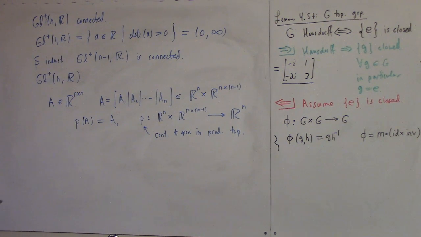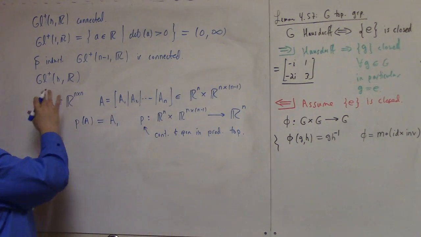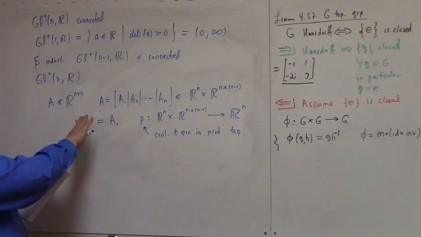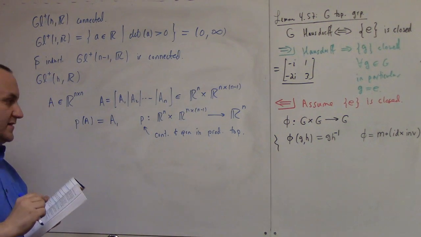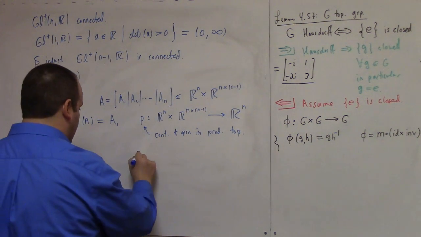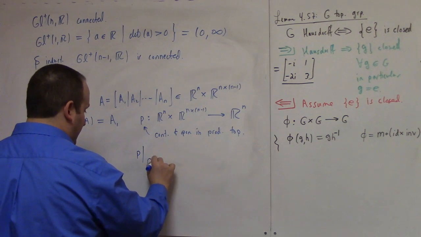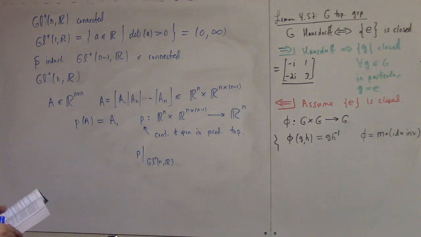You can restrict it to the open set. Now, notice I haven't said anything about GL n plus yet. This is just a generic comment for an arbitrary n by n matrix. This projection onto the first column is a continuous open map. Now, if we restrict P to GL n plus of R, it's still continuous and open because restrictions are awesome.